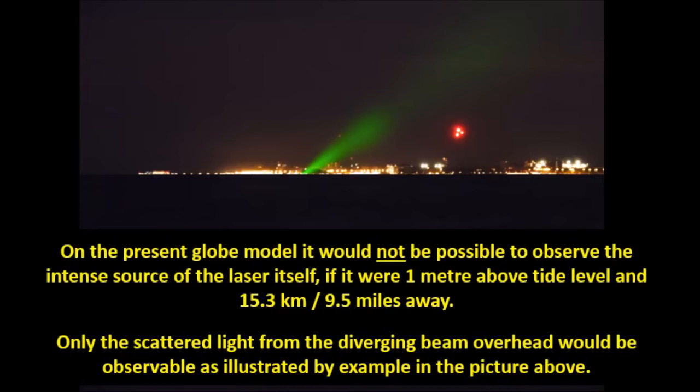On the present globe model, it would not be possible to observe the intense source of the laser itself if it were 1 meter above tide level and 15.3 kilometers or 9.5 miles away. Only the scattered light from the diverging beam overhead would be observable, as illustrated by example in the picture above.